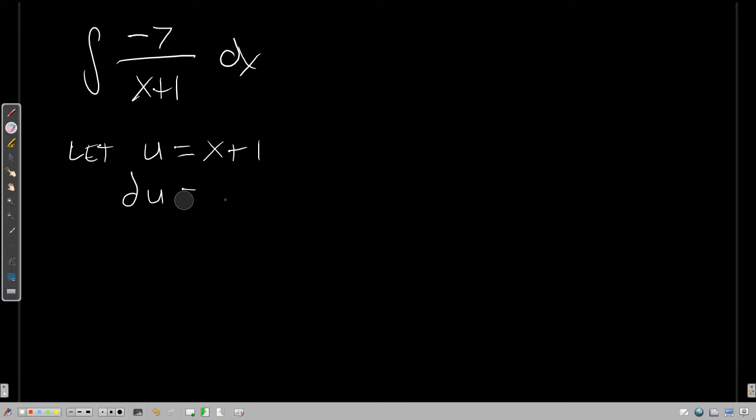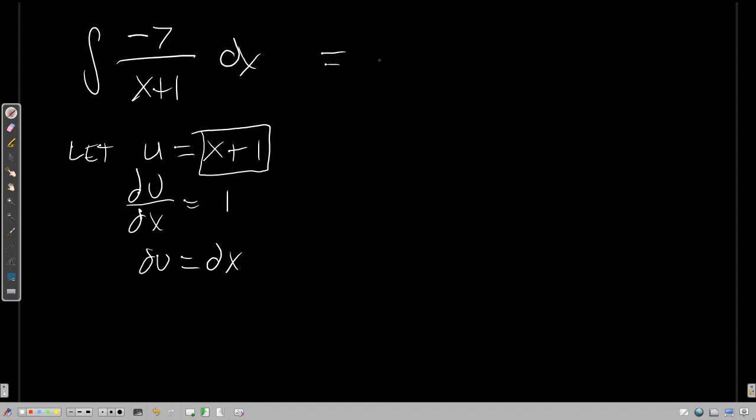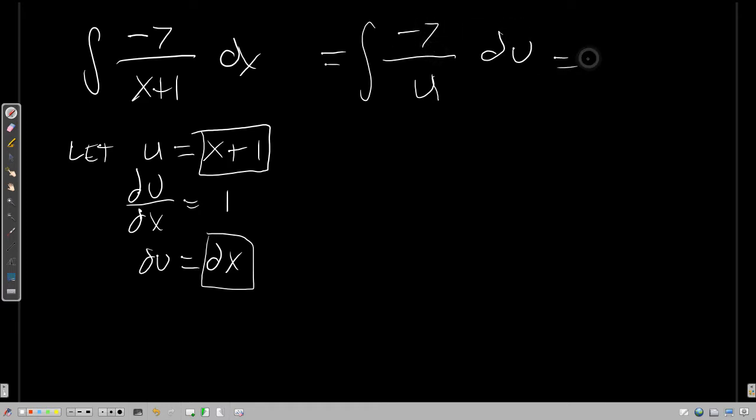Or maybe some people are uncomfortable doing that, and they like to instead say, okay, well then du dx is 1, so that du equals dx. Then you can backtrack to your original writing, and instead of putting x plus 1, you can put u. And instead of putting dx, you can put du. And everything else would be the same.